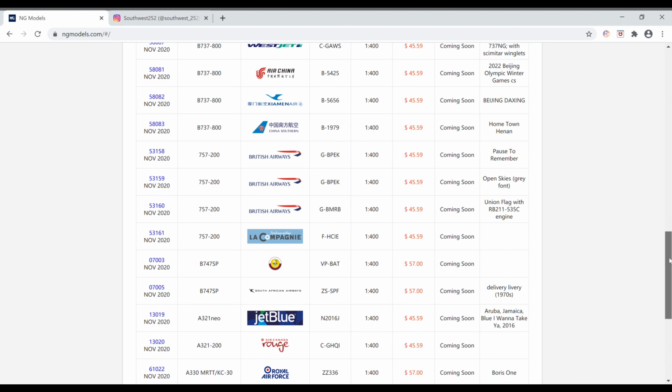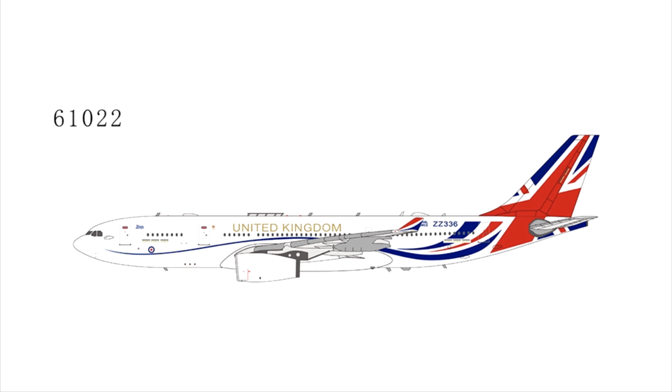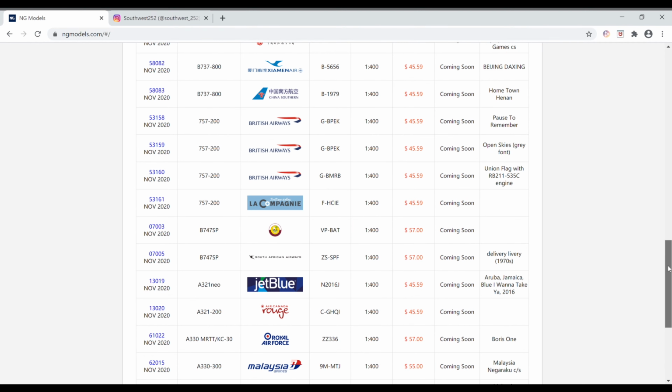Next up is the Royal Air Force A330 MRTT. The registration is Zulu 336, $57. Nickname Boris 1, they actually put that there. And the item number is 61022.